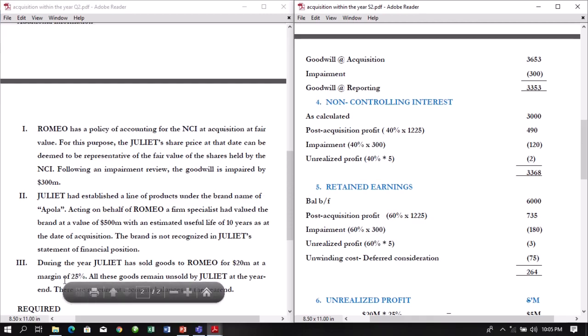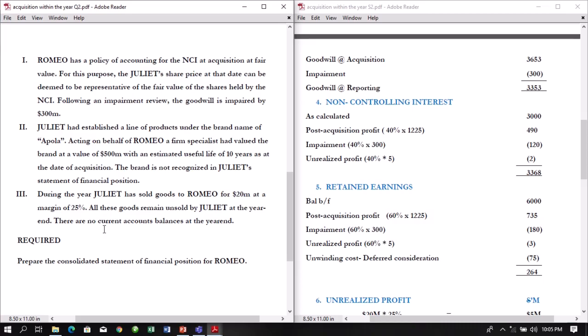But before we move on, we need to look at additional information 3. It says, during the year, Juliet has sold goods to Romeo for 20 million. Who is Juliet? Who is Romeo? Juliet is the subsidiary company. And don't forget, for unrealized profit, we ask ourselves the question, who is the seller? In this case, the subsidiary is the seller. Now, two people own the subsidiary company. The parent owns 60% and the NCI owns 40%. So if there is any unrealized profit from any sales from such company, the parent will suffer 60%, while the NCI will suffer 40%.